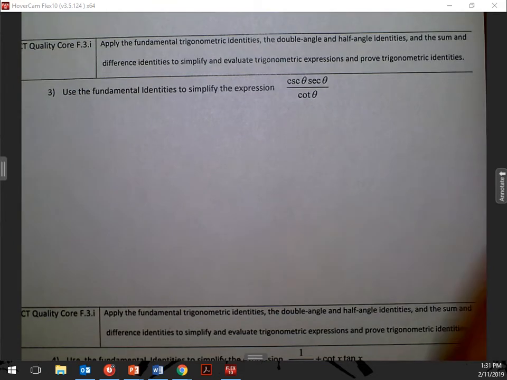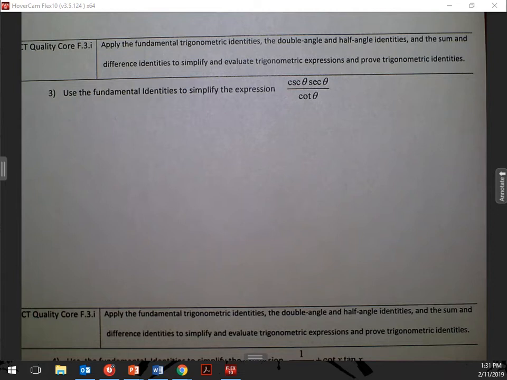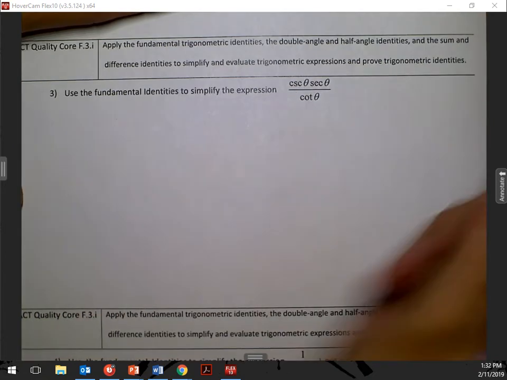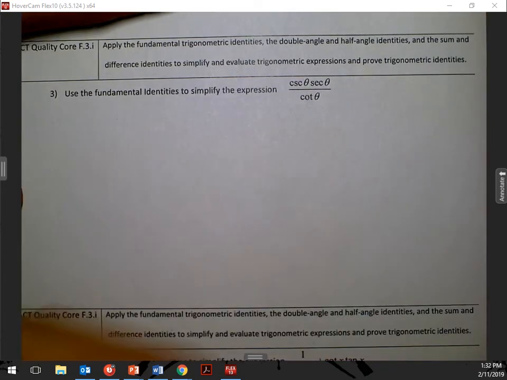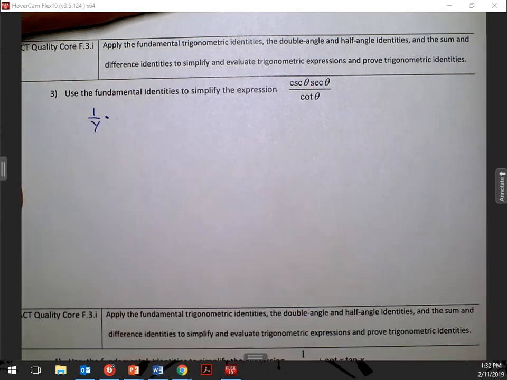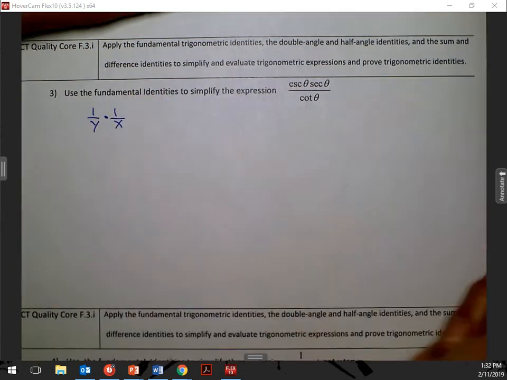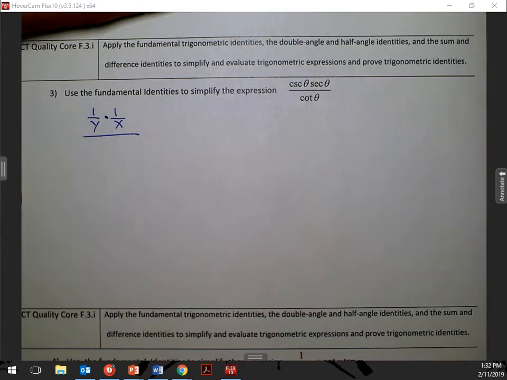All right, here we go. Fundamental identities to simplify expressions. So let's translate this first. We're going to translate this from trig to algebra. Cosecant is going to be 1 over y. So I have 1 over y times secant, which is 1 over x, all that's going to be divided by x over y.